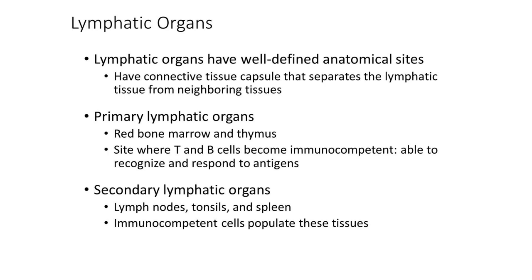You have what are called primary lymphatic organs and secondary lymphatic organs. The primaries are your red bone marrow and your thymus. This is the site where T and B cells become immunocompetent and are able to recognize and respond to antigens. Your secondary lymphatic organs are your lymph nodes, tonsils, and spleen. They are immunocompetent cells that populate these tissues.